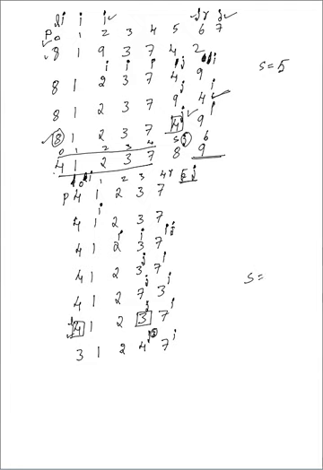What are you going to do next? Next you are going to split the array into 2 parts, this part and this part. Now you are going to take only these 3 elements, that is 3, 1, 2. Within this 3, 1, 2, what are you going to do?